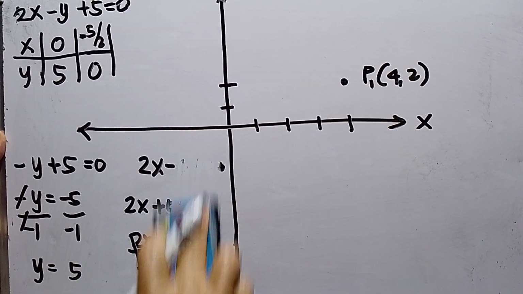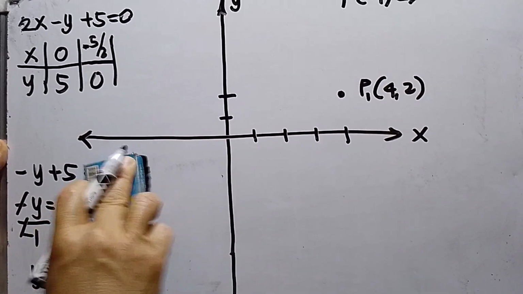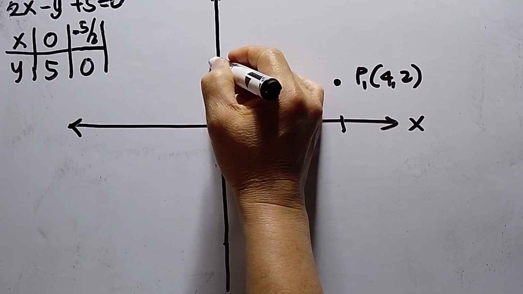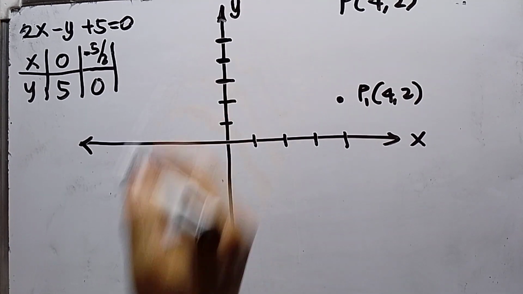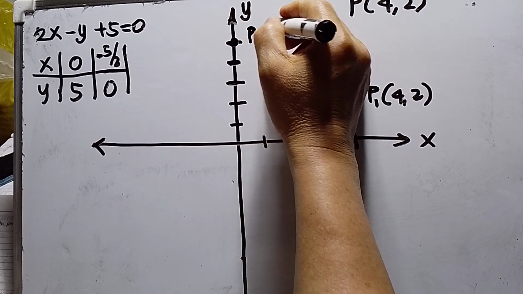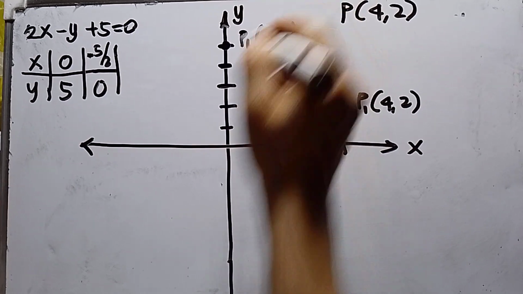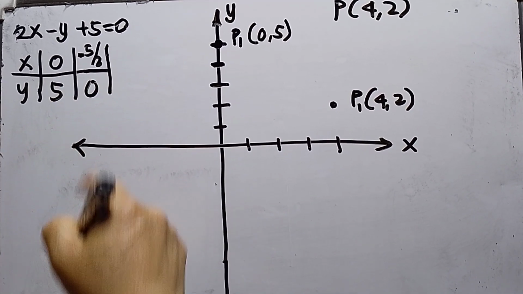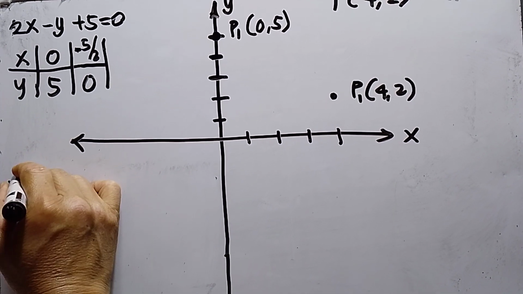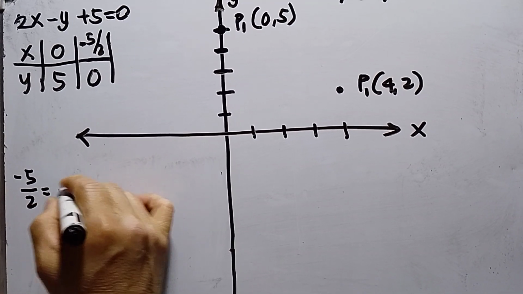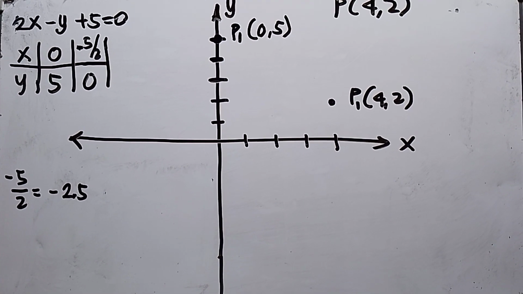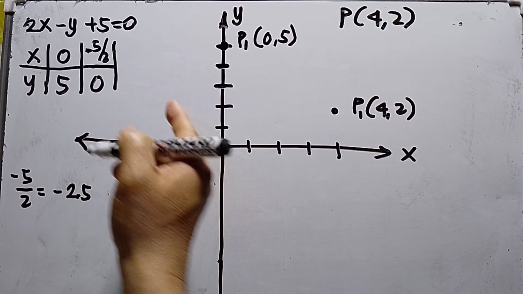So I have now the points, because a line consists of at least 2 points. So I have (0, 5), which lies on the y-axis. This is point 1, (0, 5). Then my point 2 is at (negative 5 over 2, 0). By the way, negative 5 over 2 is equal to negative 2.5.